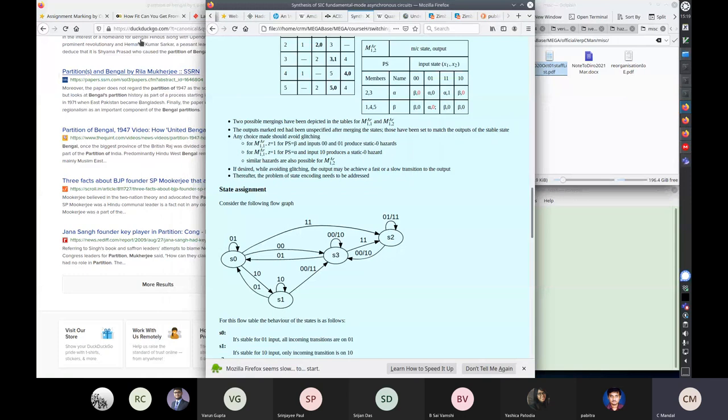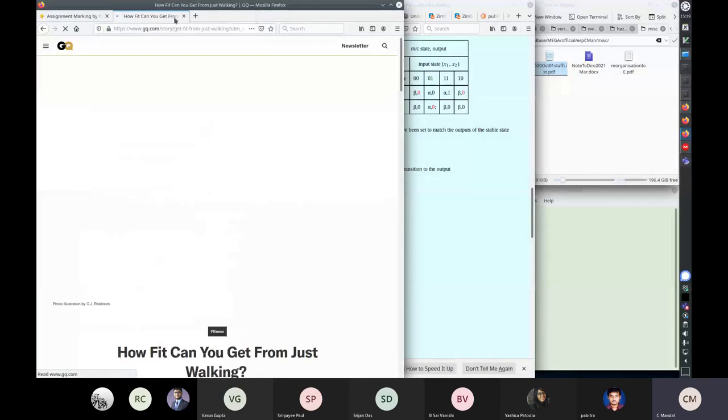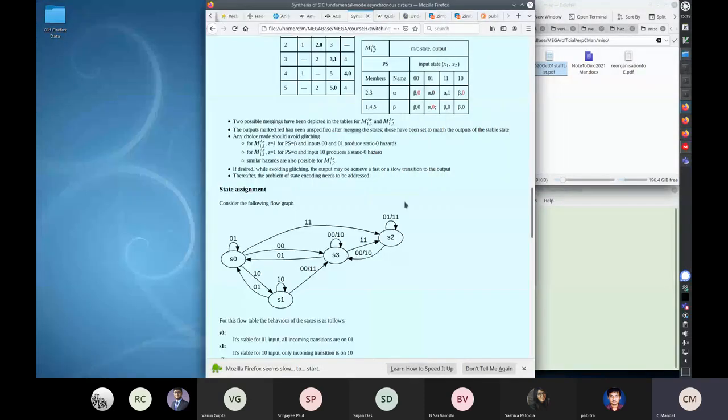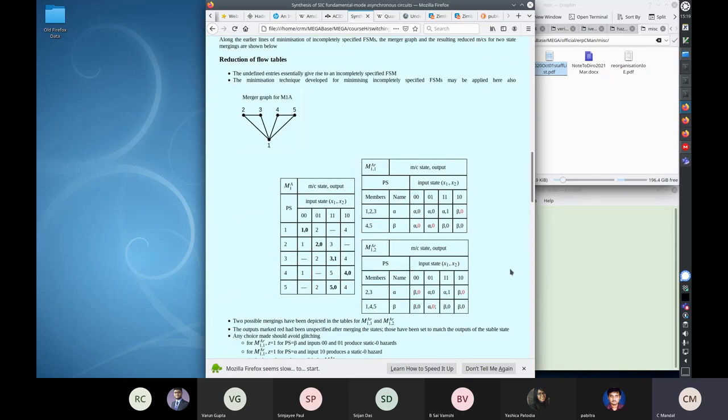Continuing from where I stopped last time. So this was one machine which was synthesized, and this is the result of different groupings of states for the merger graph.